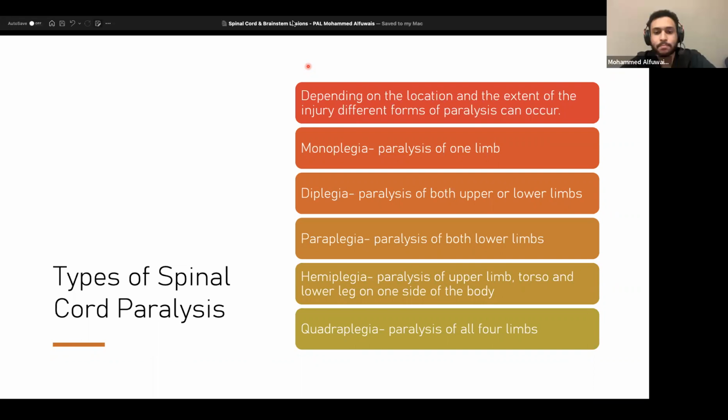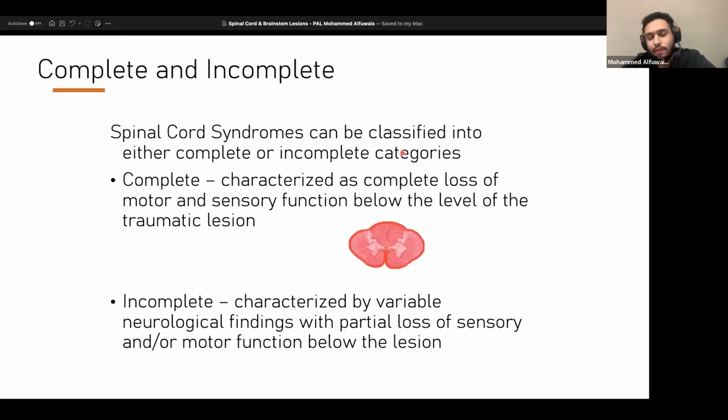Okay, so now we go into complete versus incomplete spinal cord syndromes. Complete spinal cord syndromes are not that usual, and you likely won't even get tested on this, because it's very simple. Everything below it will be lost. Basically, complete transection is everything at one level will be gone.